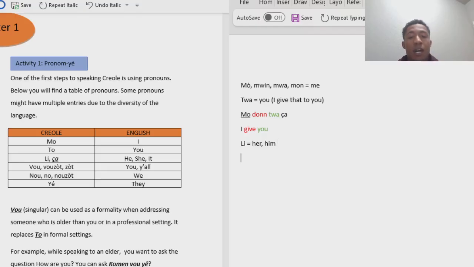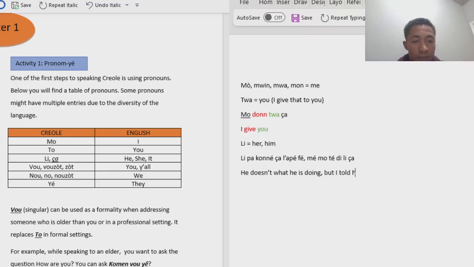So for instance, you might have a Creole speaker that says, Li pa connaît sa la pe fait, mais mo te di li sa. Which can translate to, he doesn't know what he is doing, but I told him that. Li pa connaît sa la pe fait, mais mo te pa di li sa. He doesn't know what he's doing, but I told him that.